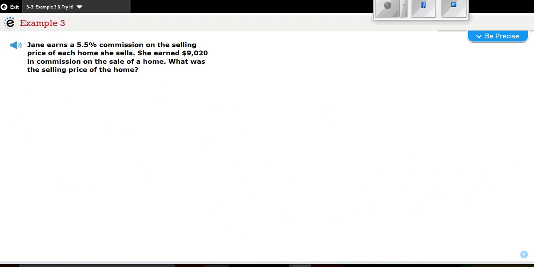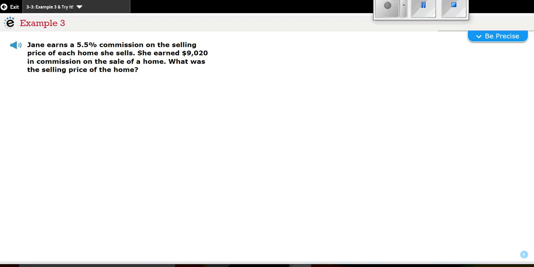All right, with example 3 then, it talks about the idea of earning a commission. And this is similar to tax, it's just tax isn't really being deducted. Commission means that's how they earn their income. They earn a percentage of a sale. That's usually where you see it. So we see that in this problem.